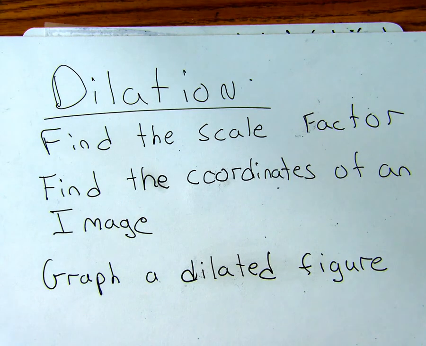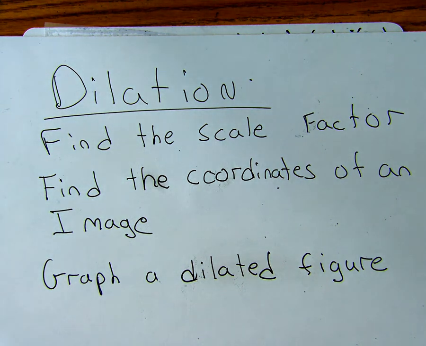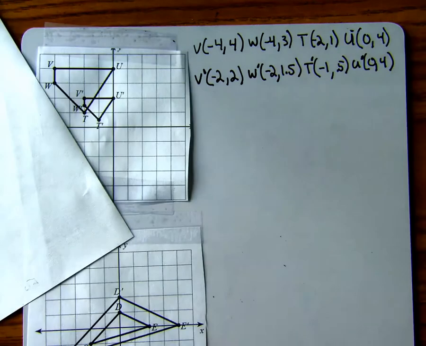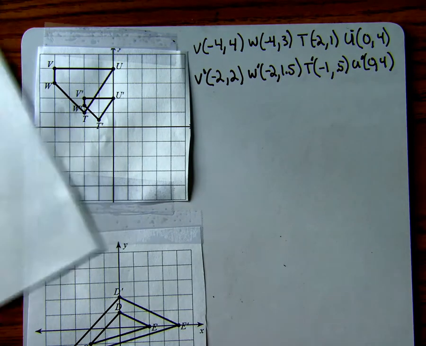And today we're talking about dilations. We're going to do three things. We're going to find the scale factor, find the coordinates of an image, and graph a dilated figure. Let's get started. So the first thing we want to do is be able to find the scale factor.